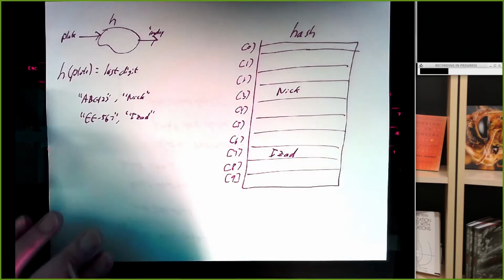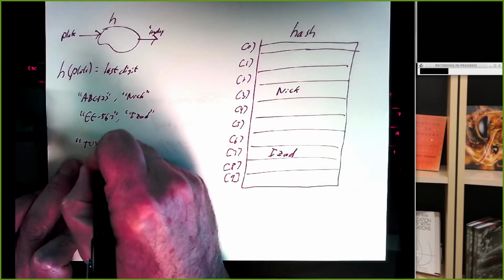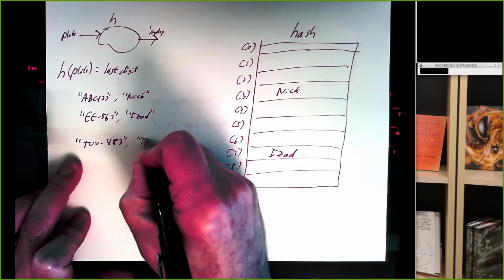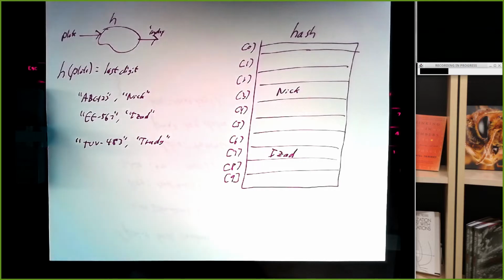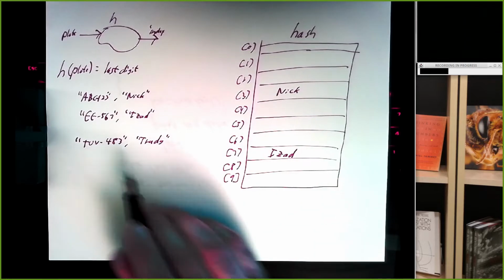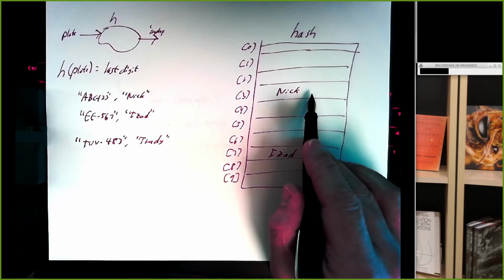But the pretty clear problem is, I have TUV483, which belongs to Trudy, and I run this plate through my hash function, and it looks at that digit and it says 3. Oh, we should store Trudy right here. And we can't do that, because this space is already in use.